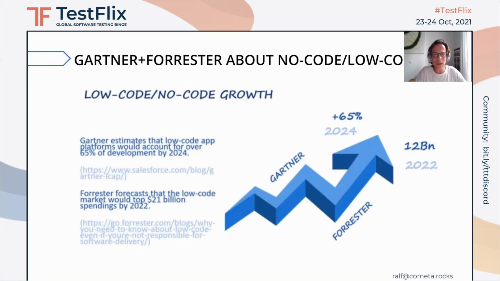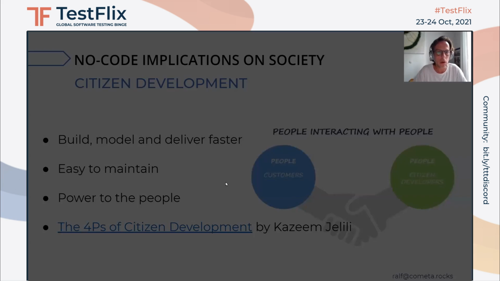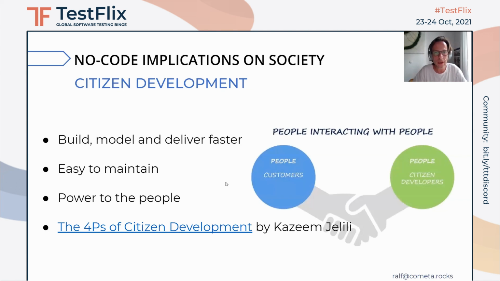So let's have a look at the market and what our famous analysts say about no-code. Gartner and Forrester are congruent about the fact that no-code solutions will actually disrupt the classical software market as we know it. So why? What is so special about no-code? No-code users just deliver faster. They find their coding solution is easier to maintain. And so in conclusion, no-code just gives the power to the people, the users.